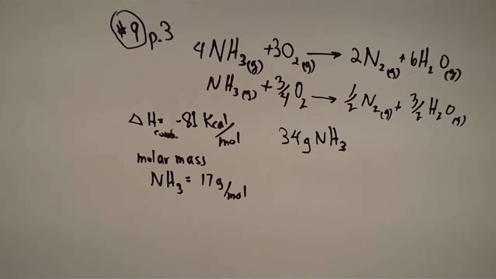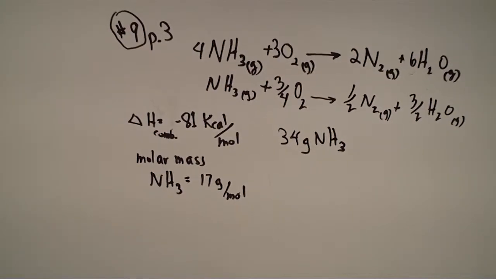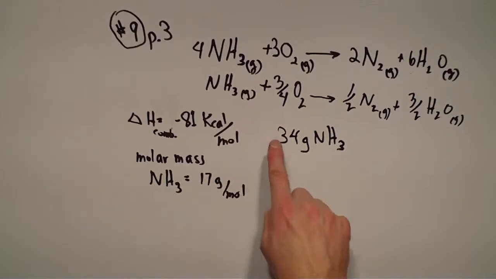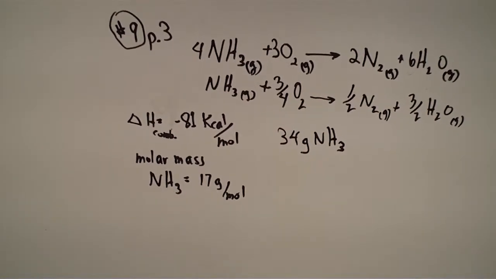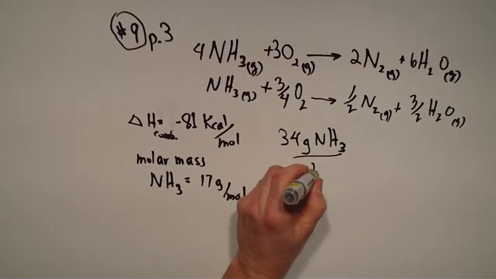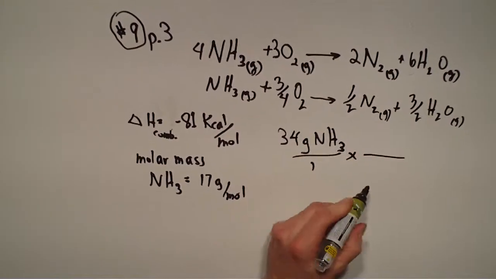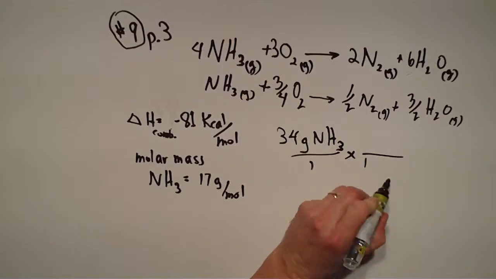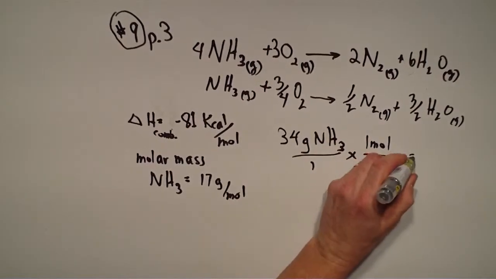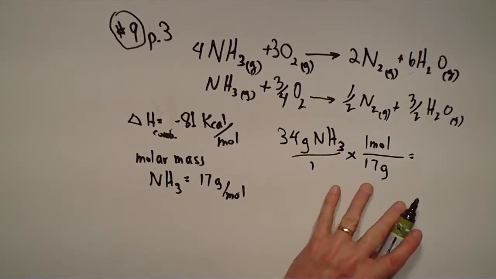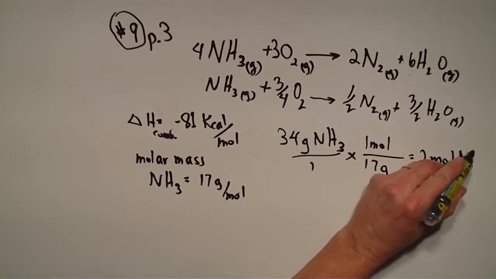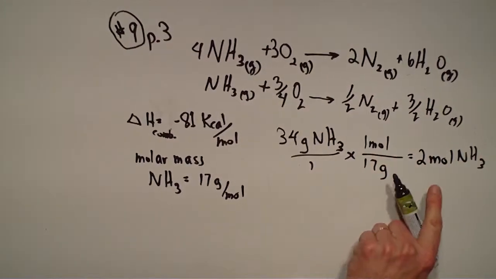So then, the question is, how much heat is evolved? Well, if we have 34 grams of NH3, you'll notice that, if you work it out, since the molar mass is 17 grams per mole, very simple math would say that when you divide by 17, you get 2 moles of NH3.